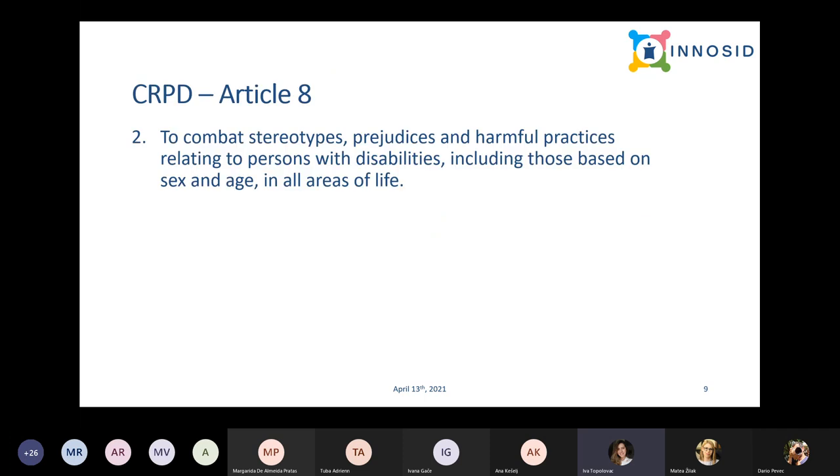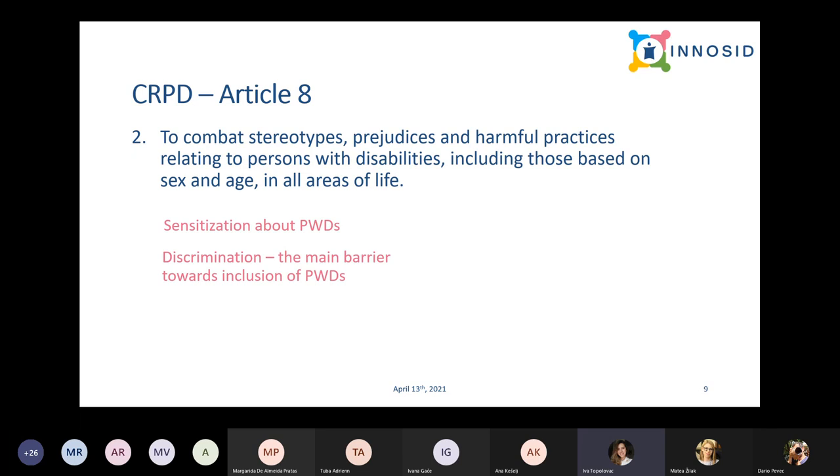Moving on to the second point of the Article 8, which is, in my opinion, the most important one. And it says that we must combat stereotypes, prejudice, and harmful practices relating to persons with disabilities. I have identified two main terms for this point. Those terms are sensitization about people with disabilities and discrimination.